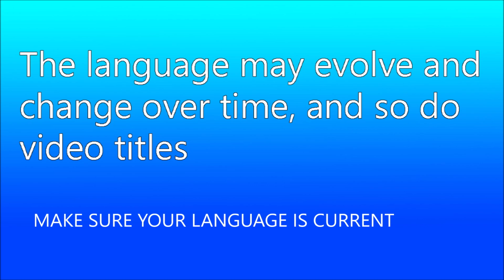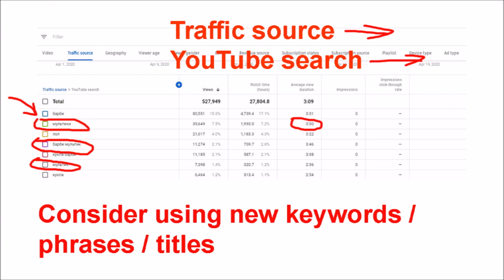The second thing that you should do is go to your traffic sources and look carefully at the search terms that led to the views on your channel. So traffic sources, YouTube search. Now I'm looking at the keywords. And guys, on the left I've marked keywords, which in Russian mean cartoon, and these are keywords which I never ever use on my channel.